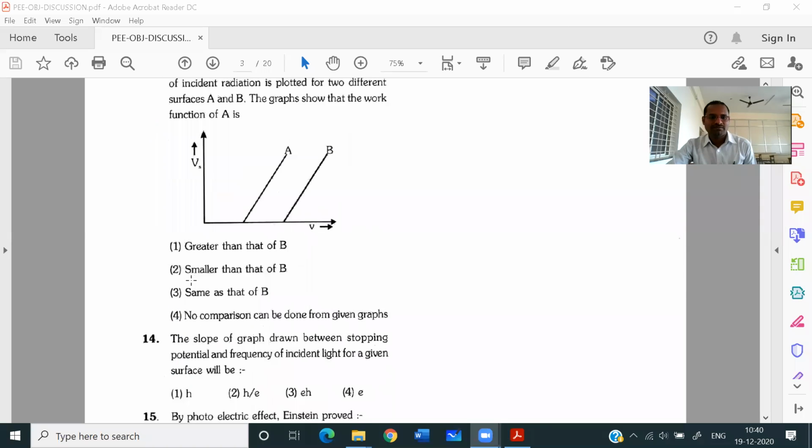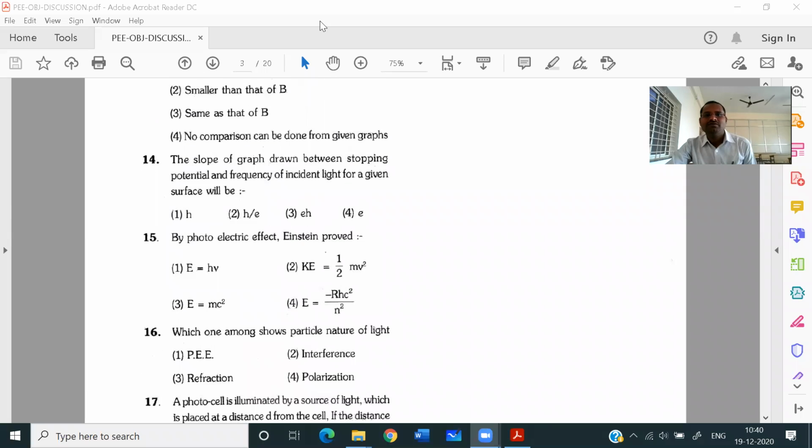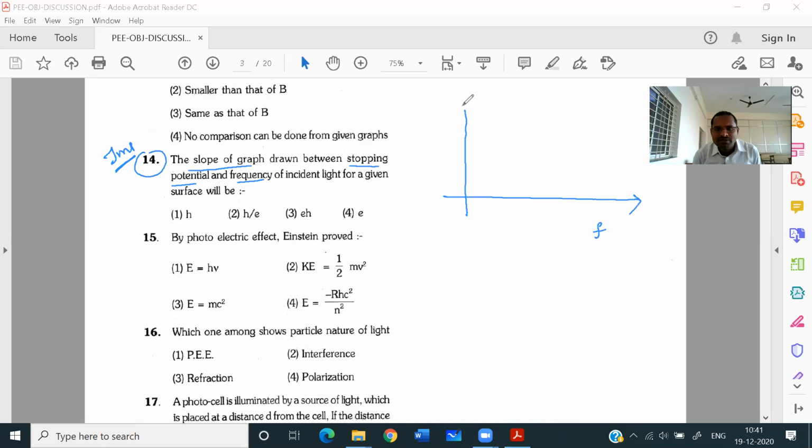Next, question number 14. Very important question. So many times they have asked this in competitive exams. What is that question? The slope of the graph drawn between stopping potential and frequency. If you draw the graph between stopping potential and frequency, how will you get the graph? The graph comes out to be like this. Do you remember? This point is f0.